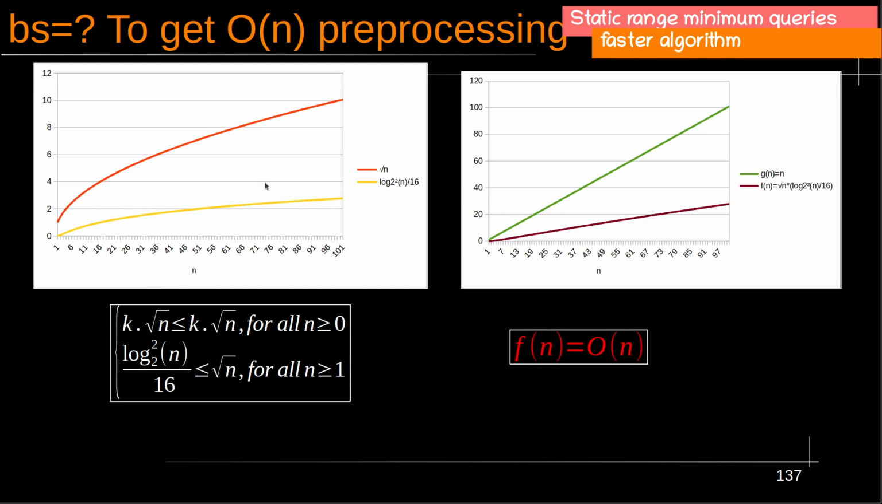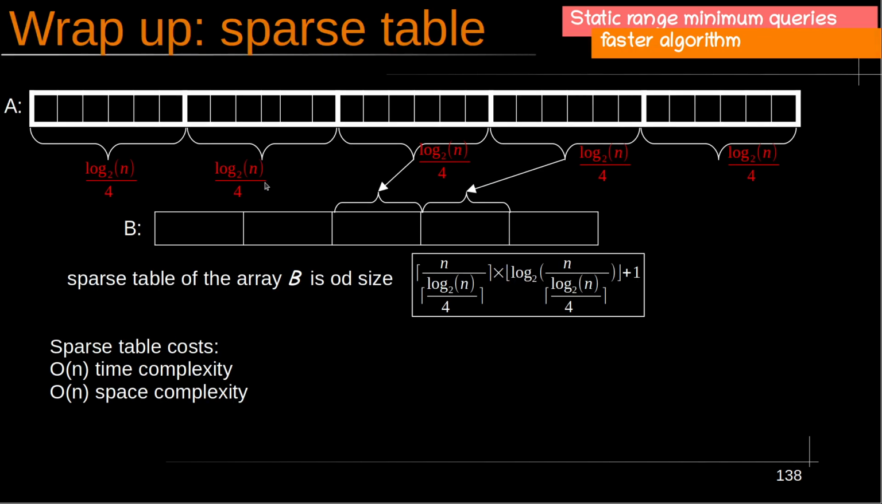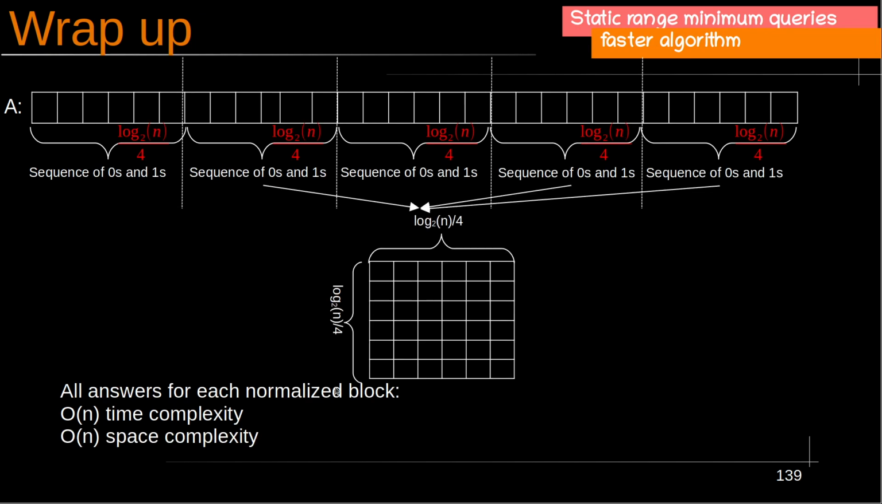So let's wrap up here now. If we choose this block size, log base 2 of n over 4, we can build the sparse table on the linear time complexity, and we can say for now this is linear time space complexity too. And for pre-computing all the types using the shape of the Cartesian tree, if we choose this block size, log base 2 of n over 4, we can do it in a linear time pre-process. And we can say for now that we have linear time space complexity.